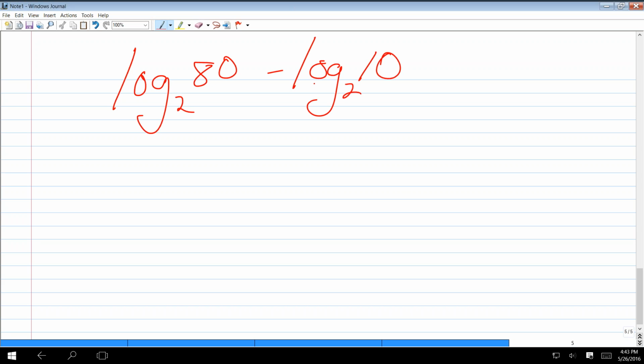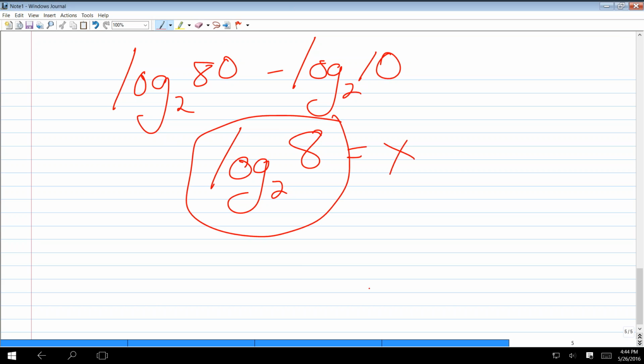In other words, you are going to use the rules of logs to compress this to one log expression. So that is log base 2 of 80 divided by 10, which is 8. So that's the log of 8, which is 3, right? In other words, if I say, what is this equal to? Well, I would make up a variable. Now I would say, well, 2 to the x equals 8. What is x? x is 3. So the log base 2 of 8 is 3.